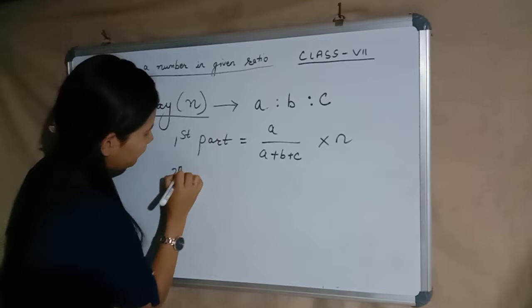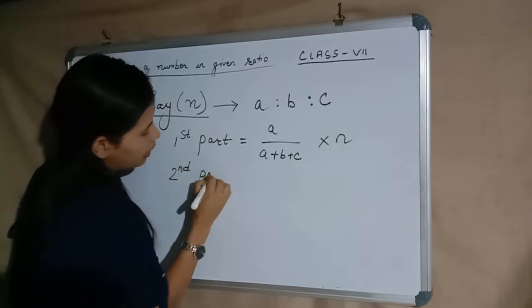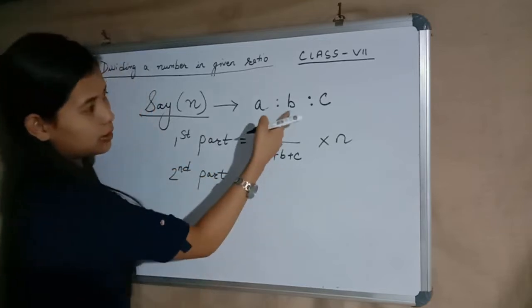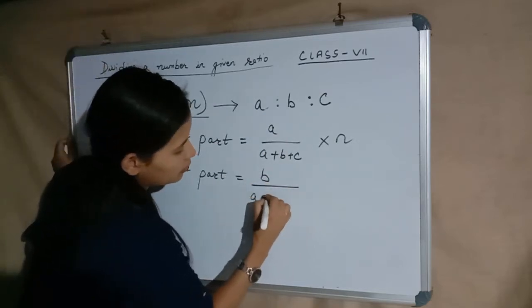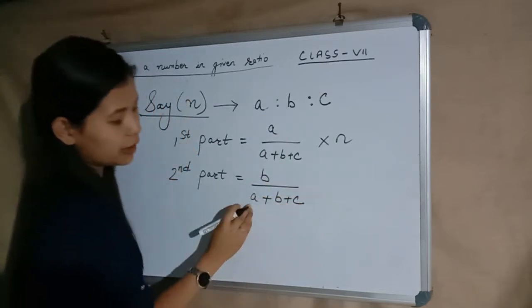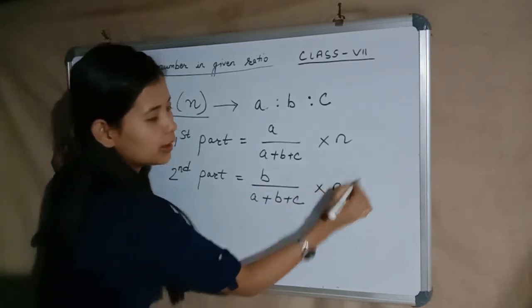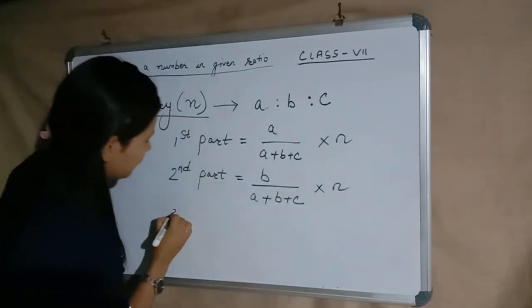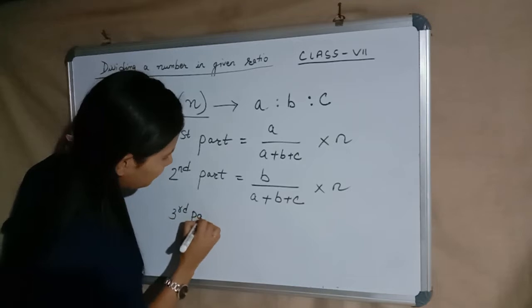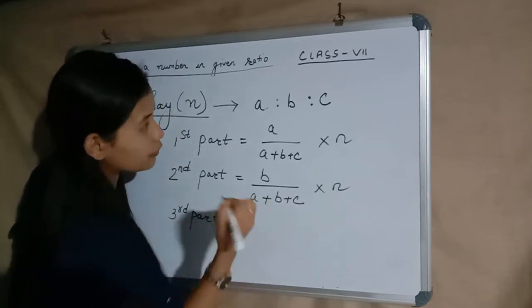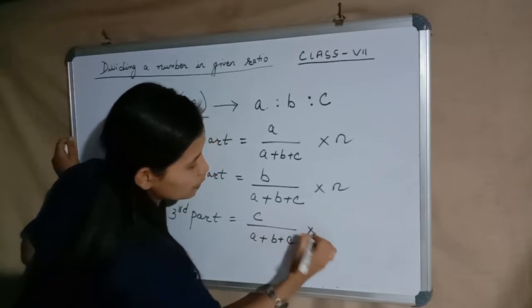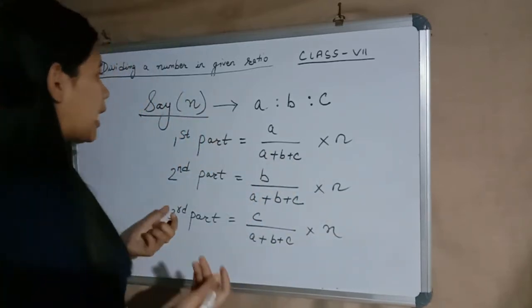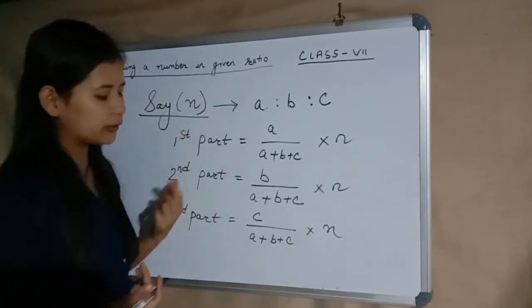So the second part will be equal to, second ratio is B, so B divided by the sum of three ratios, that is A plus B plus C, into n. And the third part will be given by, you can write for yourself, that is C divided by A plus B plus C into n. Okay, so I'll take one example to explain this.